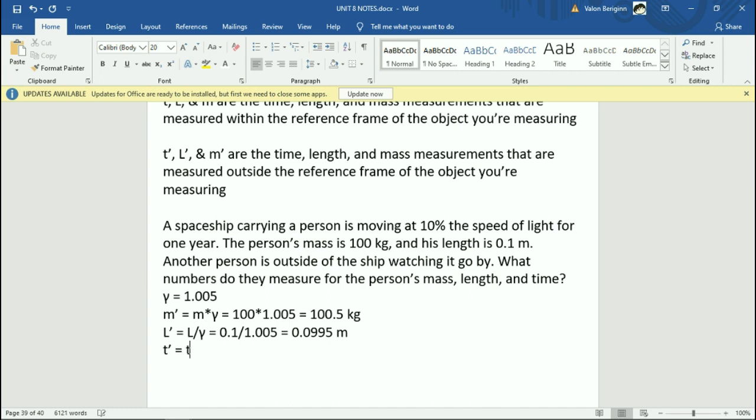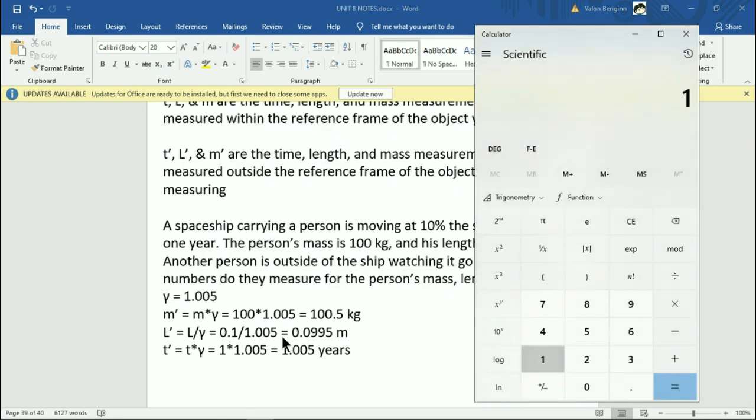And then time is also a multiply, so that's 1 year times 1.005, which means 1.005 years. Here's the really trippy thing. The person inside the ship has been in that ship for 1 year. But anyone outside the ship will say, you were not in that ship for 1 year. You were in that ship for 1.005 years, which, how many extra days is that, actually?